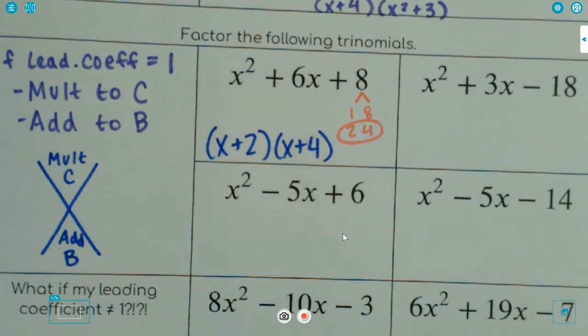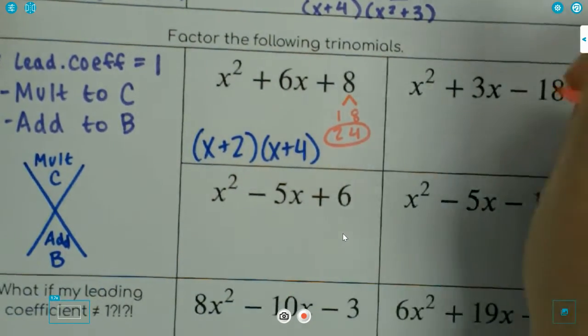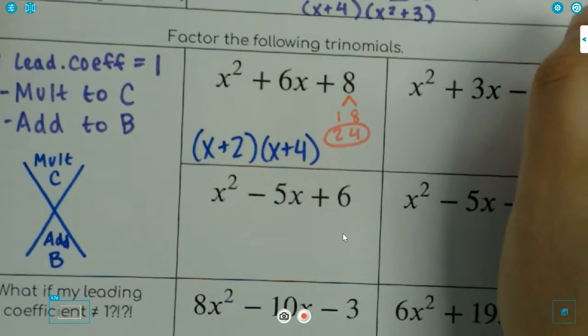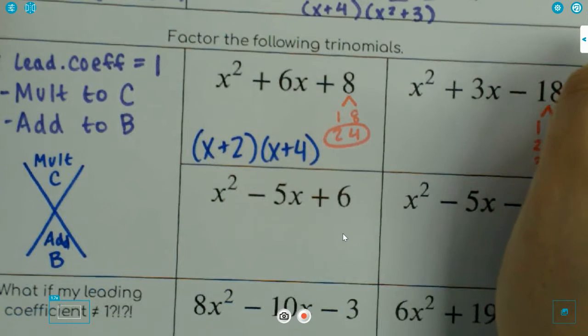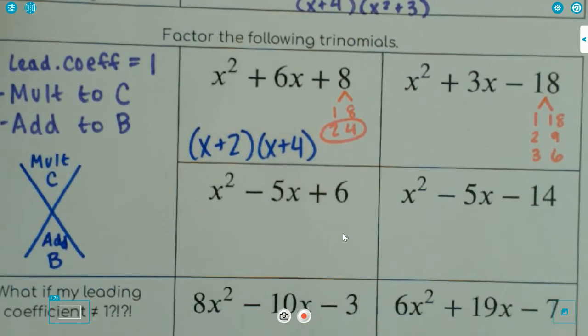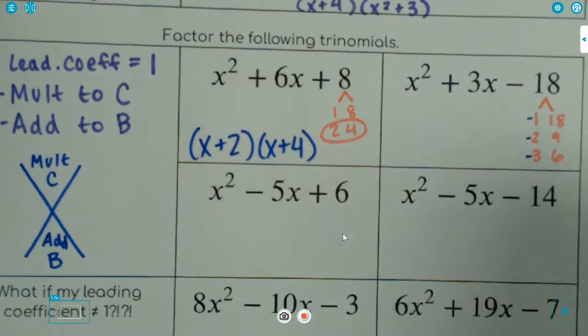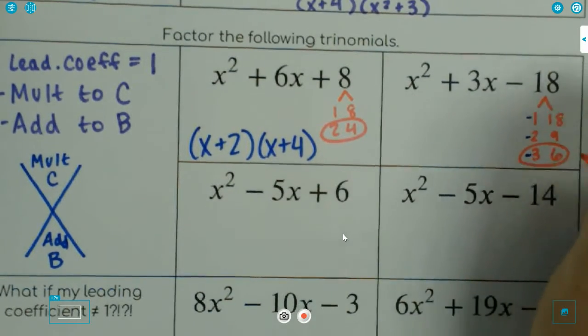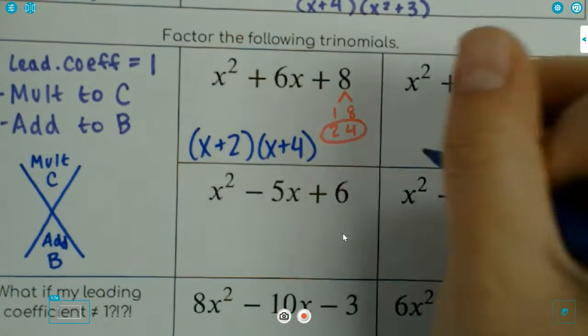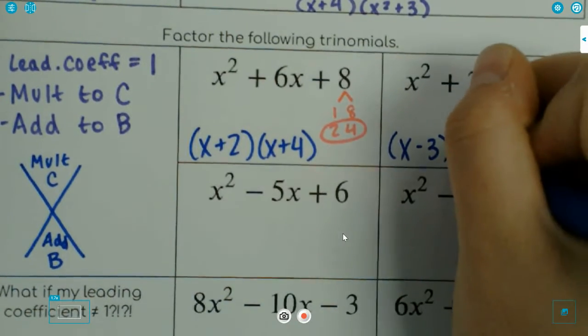All right, next one. X squared plus 3x minus 18. So we need numbers that multiply to 18. Numbers that multiply to 18 are 1 and 18, 2 and 9, 3 and 6. But oh no, none of those multiply to negative 18. However, do I make something multiply to be a negative? I make one of them negative, and because I want to add to be positive, I make the little one negative. So then negative 3 and positive 6 add together to be positive 3. 6 minus 3 is 3. So it's going to be x minus 3 times x plus 6.